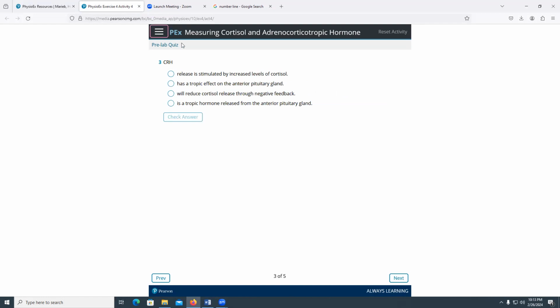CRH, release is stimulated by increased levels of cortisol. It's not true. Is a tropic hormone released from the anterior pituitary. No, released from the hypothalamus. Will reduce cortisol release through negative feedback. It is stimulated by increased level of no, has a tropic effect on the anterior pituitary gland. Yes, because it comes from the hypothalamus and it stimulates my anterior pituitary. Check my answer. Cushing's syndrome refers to hypercortisolism, which could be iatrogenic. That's true.